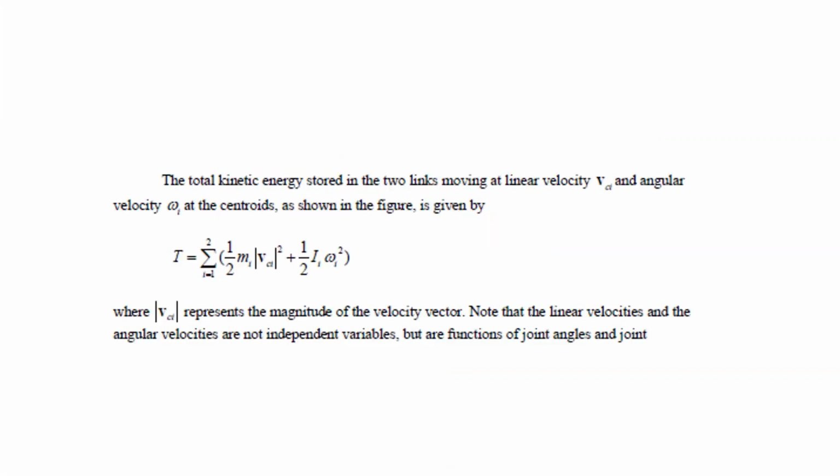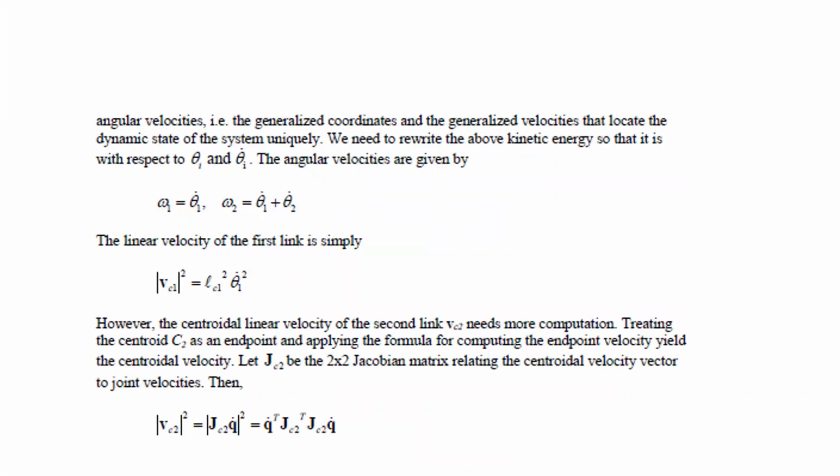The total kinetic energy stored in the two links moving at linear velocity VC and angular velocity omega at the centroids, as shown in the figure, is given by T is equal to the summation for i equal to 1 to 2 of 1 by 2 mi times the magnitude of VCi squared plus 1 by 2 Ii omega i squared, where the magnitude of VCi represents the magnitude of the velocity vector. The linear velocities and the angular velocities are not independent variables, but they are functions of joint angles and angular velocities, that is, the generalized coordinates and generalized velocities that locate the dynamic state of the system uniquely.